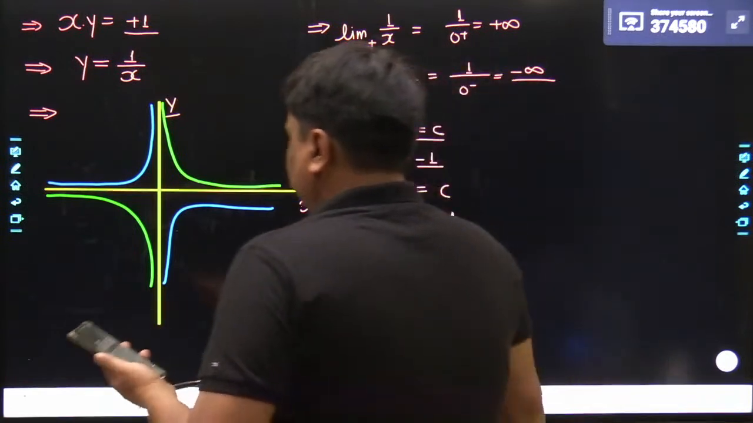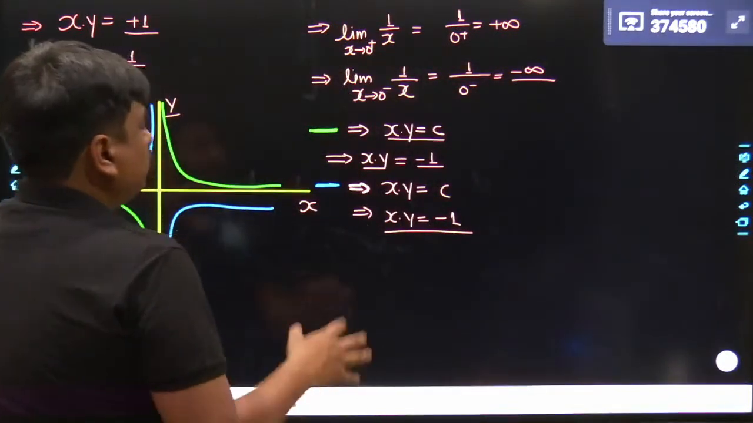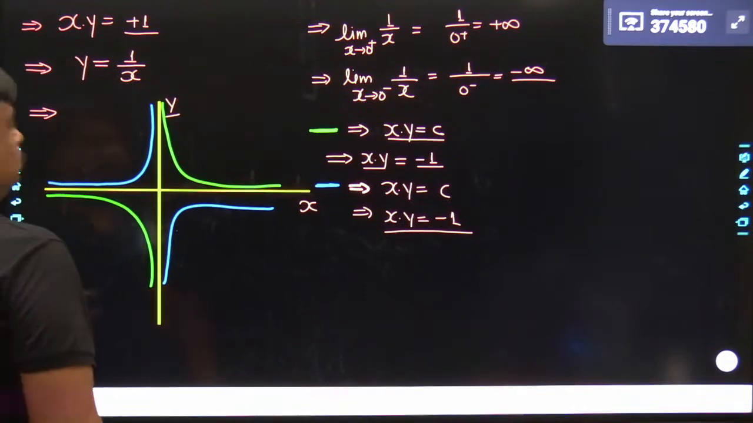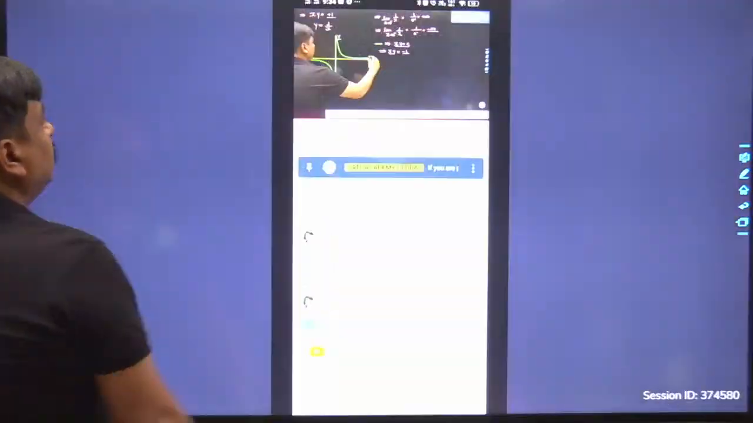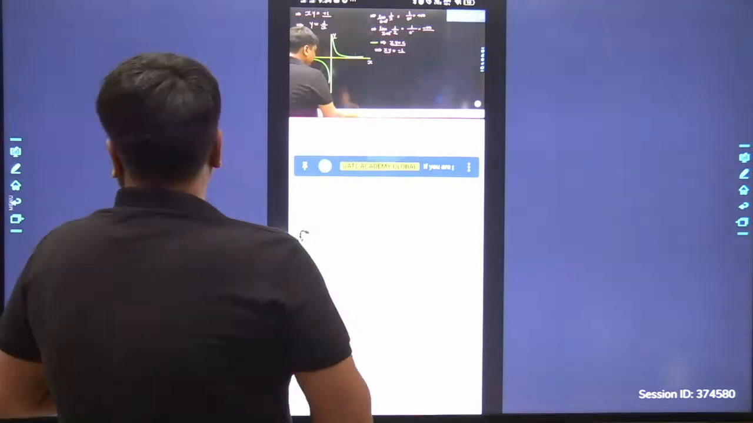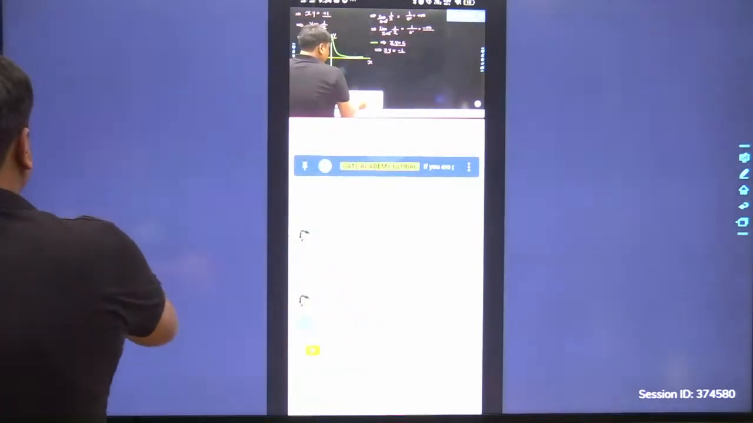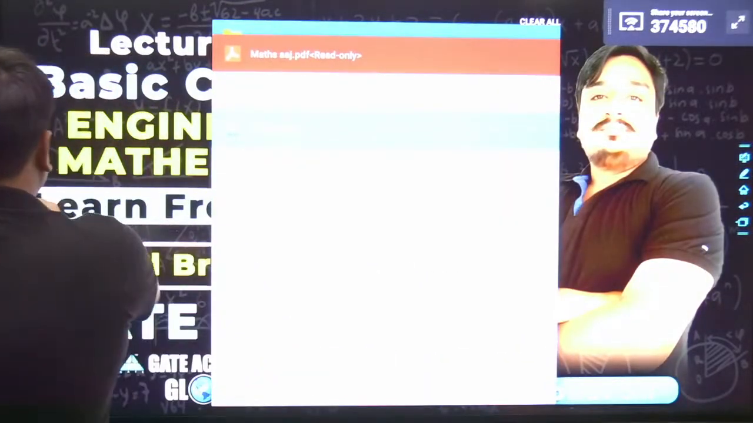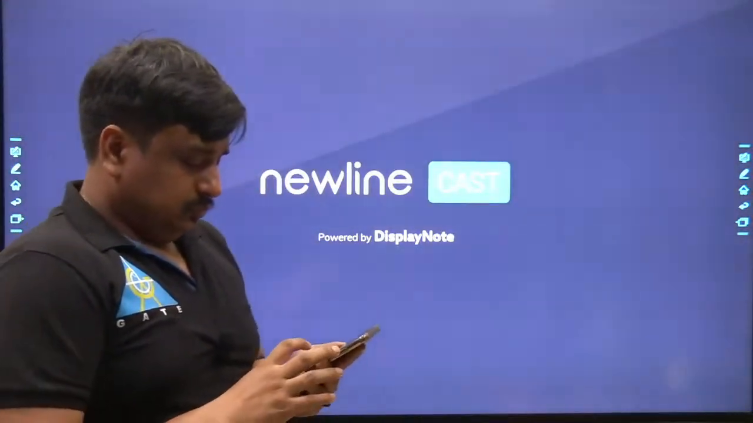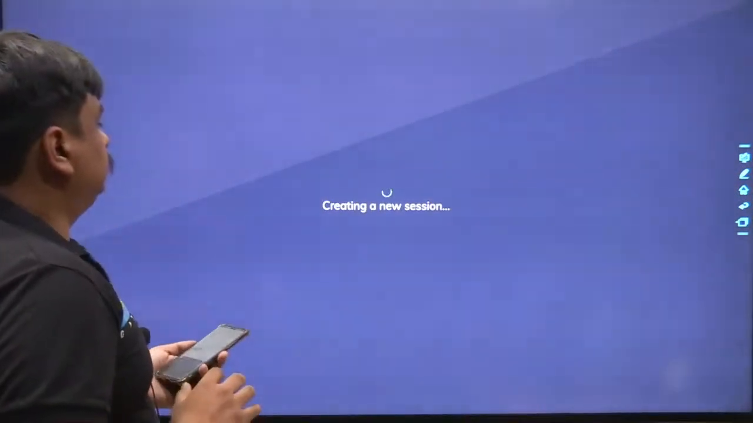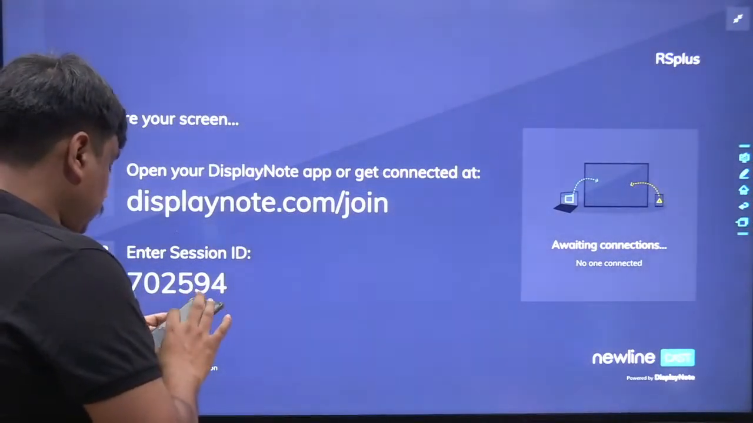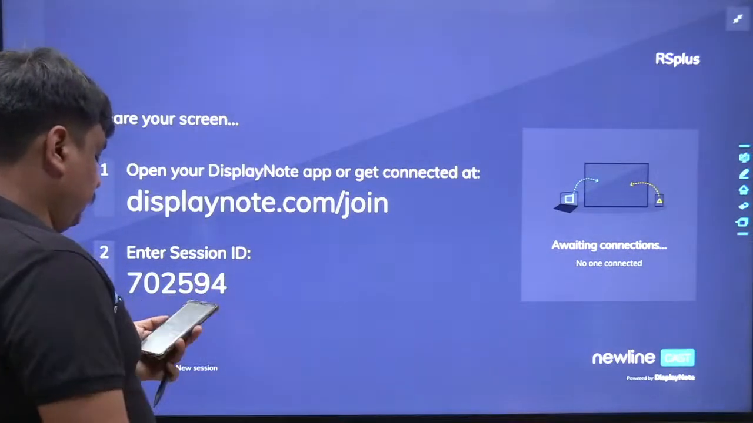Agreed? So in the same sequence, what we are going to do over here, let me try to draw how it would look on the 2D graph. For that, I have to go back towards the new line casting. Just a minute. So here goes screen sharing. So here the session ID is 7025. Let me connect it.